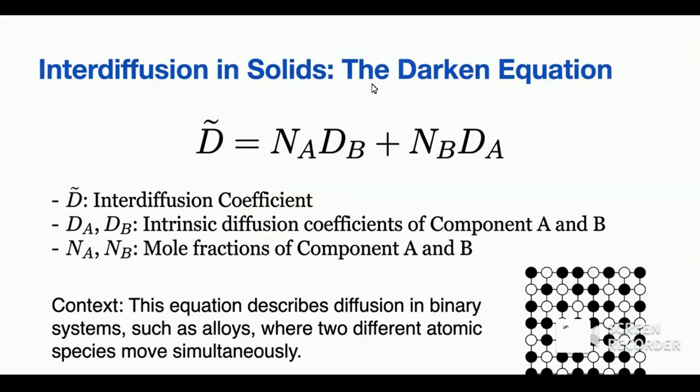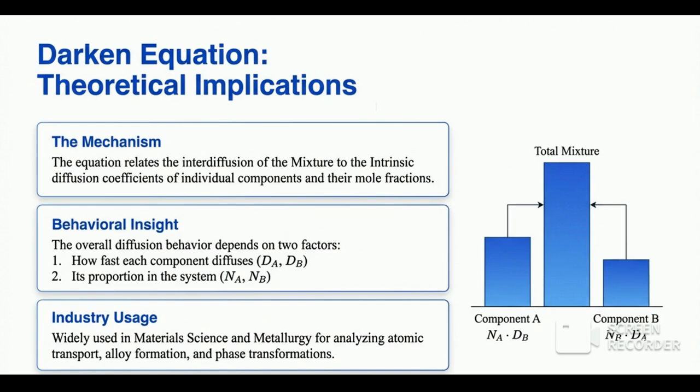Now, interdiffusion in solids. In solid alloys like steel, we use the Darken equation. It calculates an interdiffusion coefficient by looking at how two different types of metal atoms swap places based on their individual speeds and concentrations. This equation describes diffusion in a binary system, such as alloys, where two different atomic species move simultaneously. The overall speed of the mixture depends on how fast each component is and how much of it is there. It is the standard for material scientists studying how alloys form and transform.